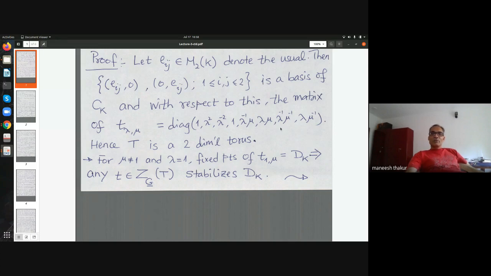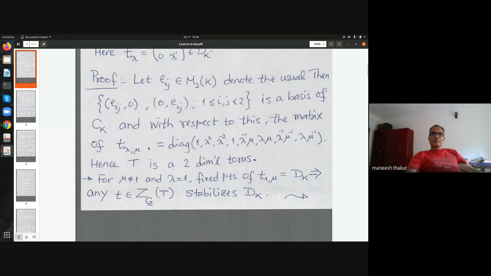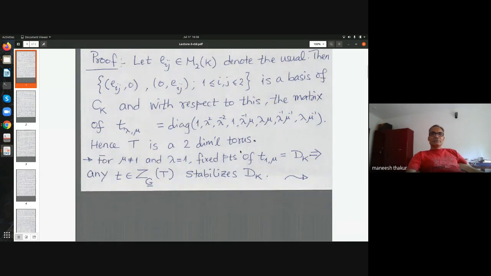And now, I hope this is okay. If it is not, please ask me. So this is a two-dimensional torus, follows from here, because I will just fix one basis and all the matrices look like this now. So this is a two-dimensional torus. I parameterize by lambda and mu.